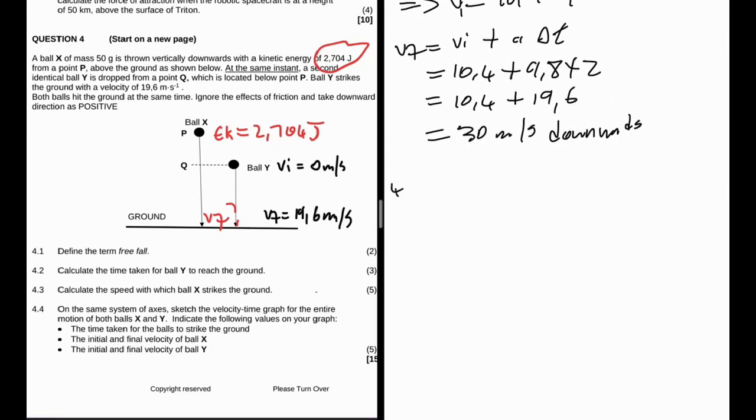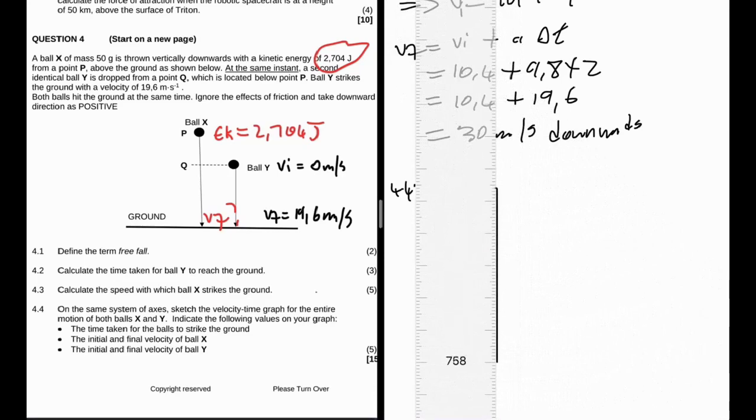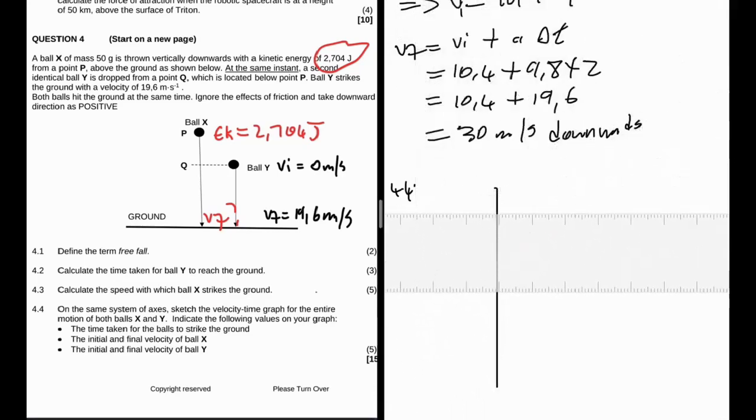4.4 says on the same set of axes, sketch the velocity time graph for the entire motion of balls X and Y. So we need a velocity time graph. Our velocity is on the Y axis, and our time, as usual, is on our X axis. So we have velocity here in meters per second, and then we have the time in seconds. Let's pay our attention to ball Y first. Ball Y starts at 0 meters per second when it gets dropped, right?